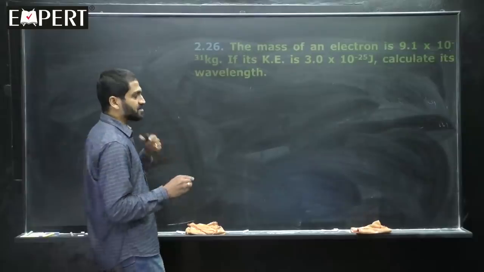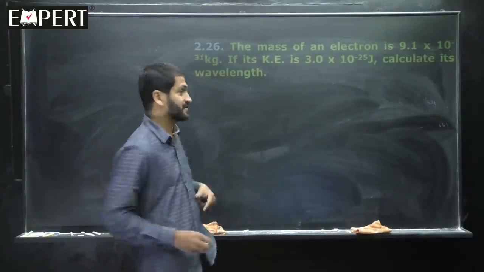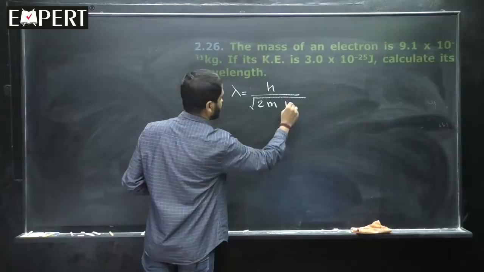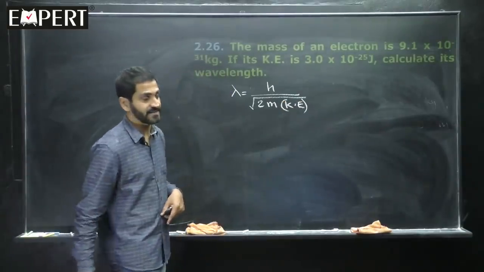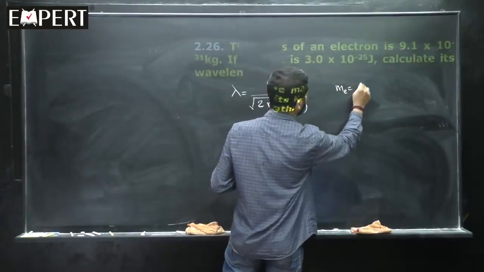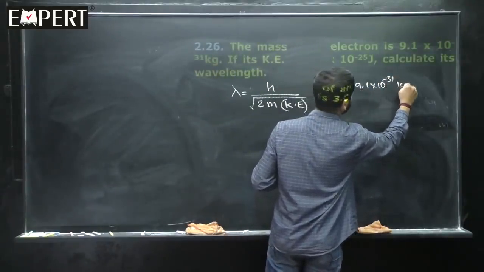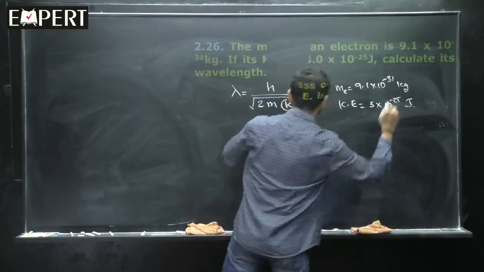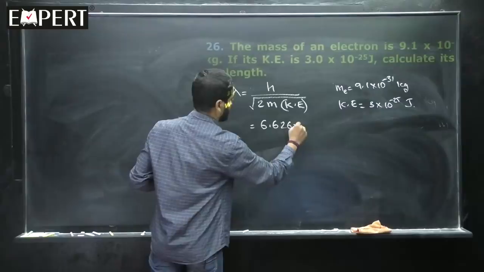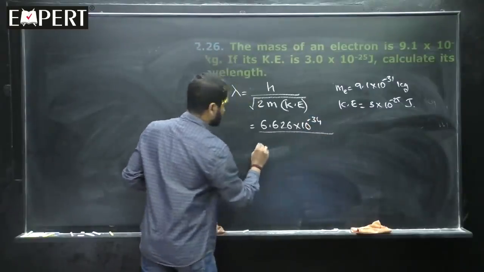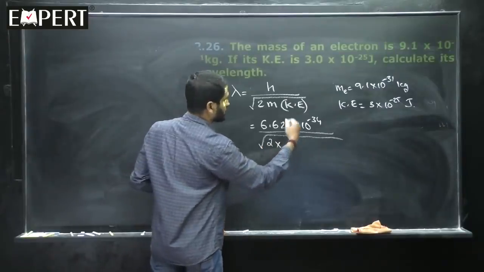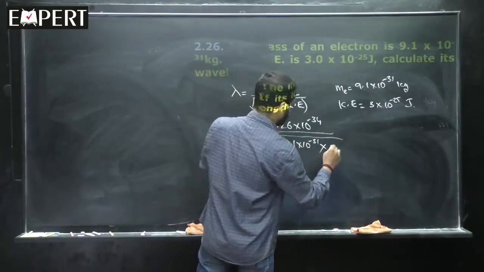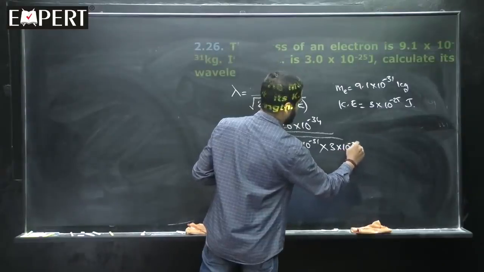Now this is a relation that connects kinetic energy and wavelength. The equation is lambda equals h by square root of 2 m into kinetic energy, correct. Mass of electron is 9.1 into 10 to the power minus 31 kg, kinetic energy of the moving particle is 3 into 10 to the power minus 25 joules. Substitute: 6.626 into 10 to the power minus 34 divided by square root of 2 into mass 9.1 into 10 to the power minus 31 into kinetic energy 3 into 10 to the power minus 25.